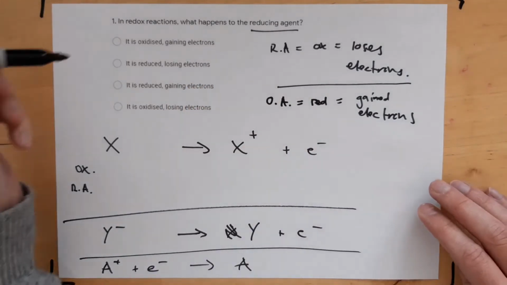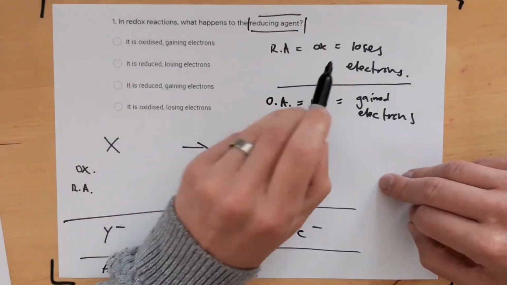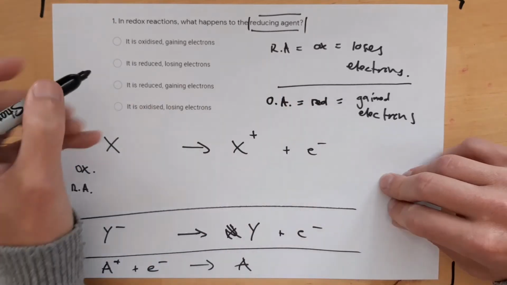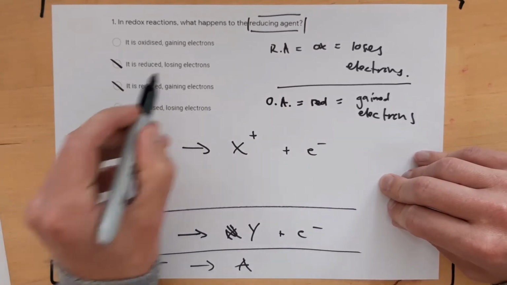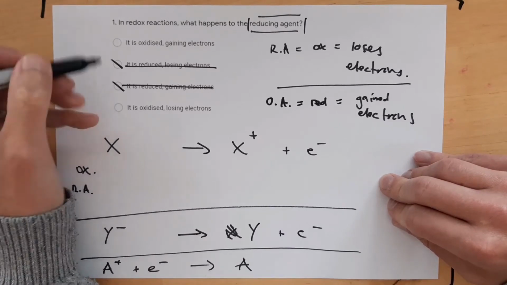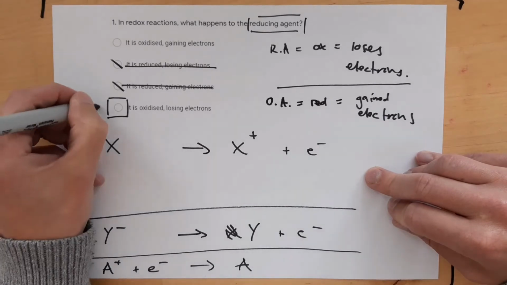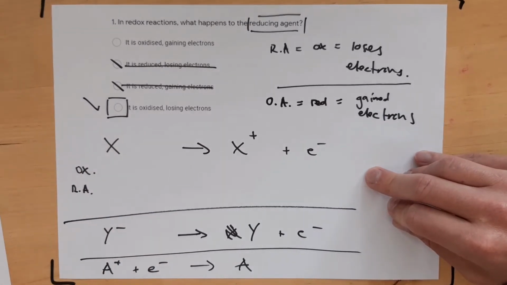So if we just go and have a look at these, which does this fit for the reducing agent here? Well, reducing agent is oxidized, so we can therefore get rid of these two because that's saying reduced. We're not interested in those. Oxidized, and it loses electrons, oxidized and it gains electrons, well, that there must be the correct answer for that one. So hopefully that helps with a little bit there.